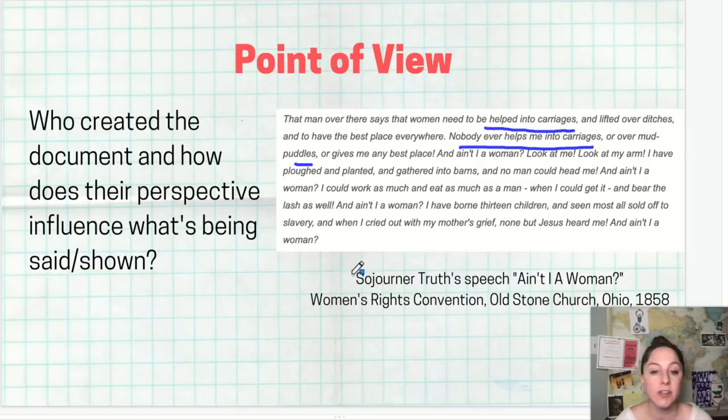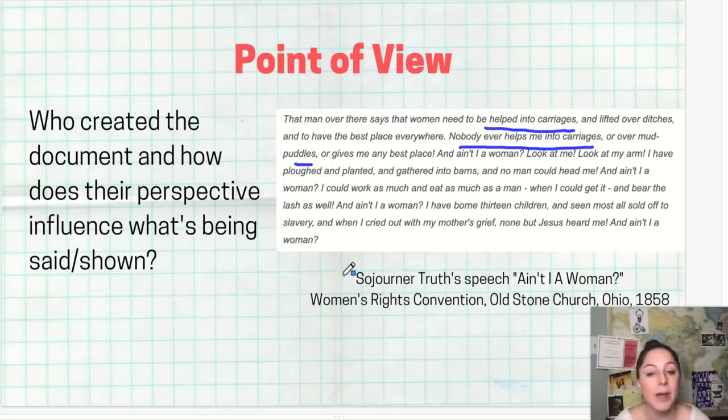But specifically for Sojourner Truth's point of view, her point of view as a Black woman is very different, right? And so she's pointing out that not all women were seen in the same way. And so there's this intersectionality, right? There's this relationship between race and gender that is also going to somewhat divide women, right?